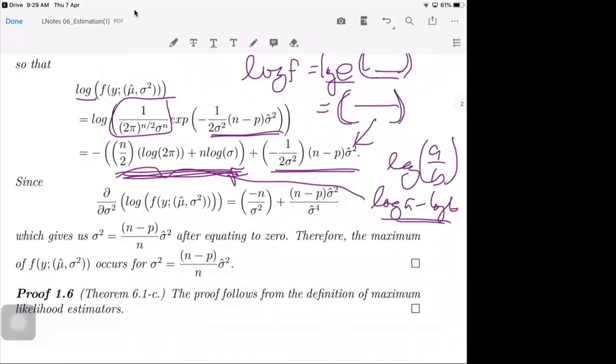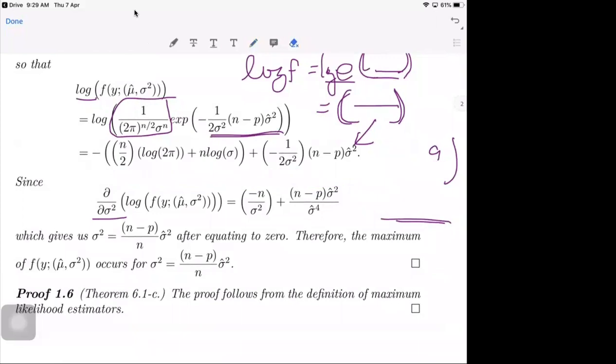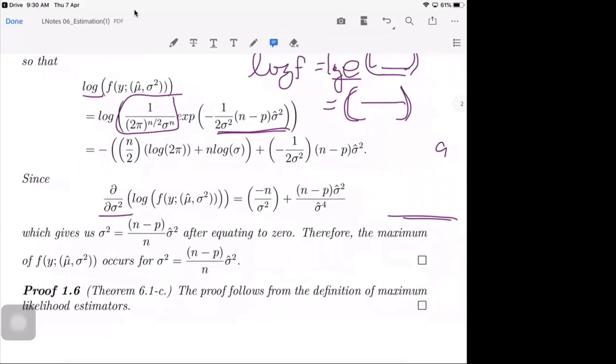And then you differentiate with respect to the parameter. That is how you maximize your function, no? You have a function, differentiate it with respect to the parameter, and then you equate it to 0 and solve for the parameter. So if you differentiate it with respect to sigma squared, this part here is a constant with respect to sigma squared, so this becomes 0.